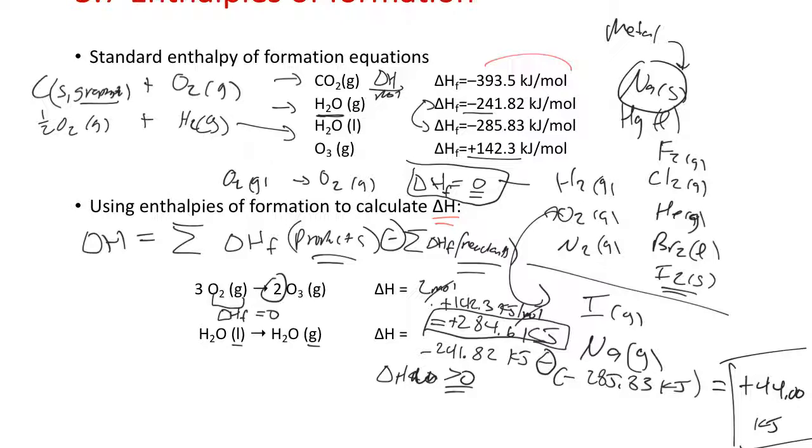Now, you can do this for a variety of problems. You can also look at the back of your textbook; the end matter lists the delta HFs of all different kinds of substances, so that you can use those in the proper phase for the substances to calculate delta Hs of reaction.